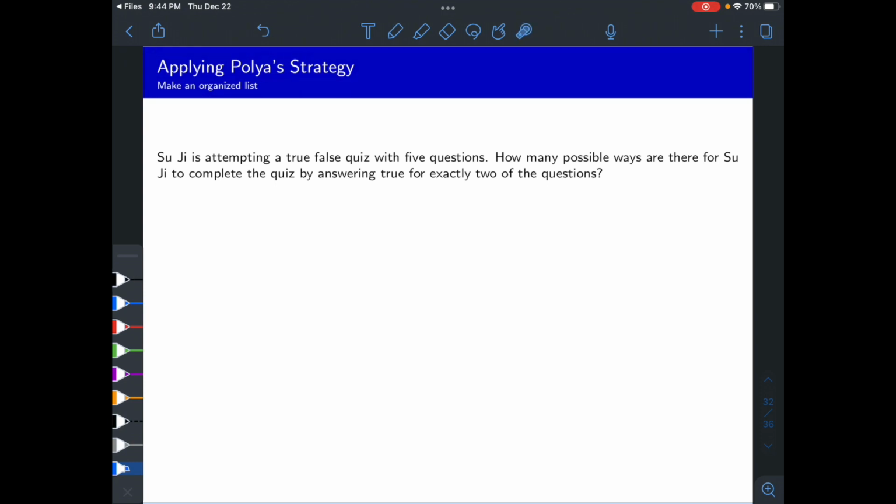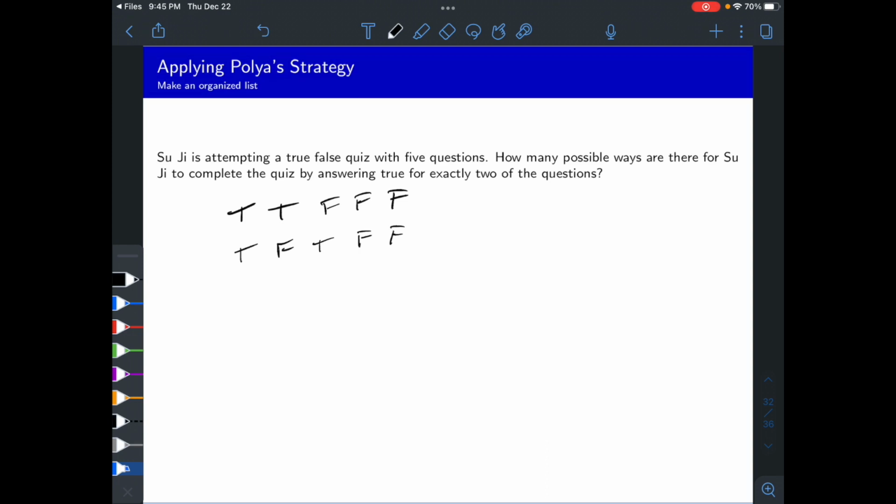Does this mean that the first 2 questions have to be true? Is it telling you anything about the other ones? Like, what if I do true, true, and then false, false, true? Does that count? Well, no, because it's saying it has to be exactly 2 of the questions. So, what would some possible test answers look like? Well, you could do true, true, and then false, false, false. You could do true, false, true, and then the other 2 have to be false. And then, kind of keep going like that.